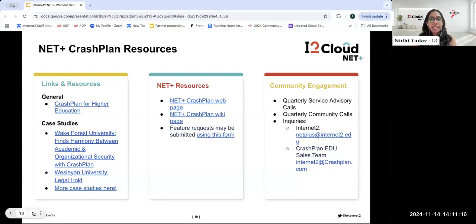Need to reach out? It's easy. Send an email to netplus@internet2.edu for Internet2 related questions. And to contact the CrashPlan EDU team, you can reach out at internet2@crashplan.com. That's all I have for NetPlus CrashPlan.